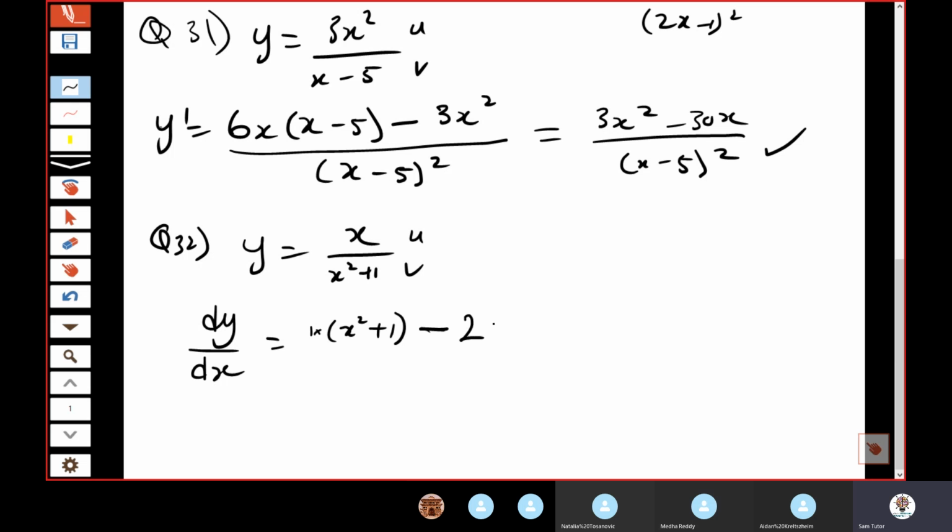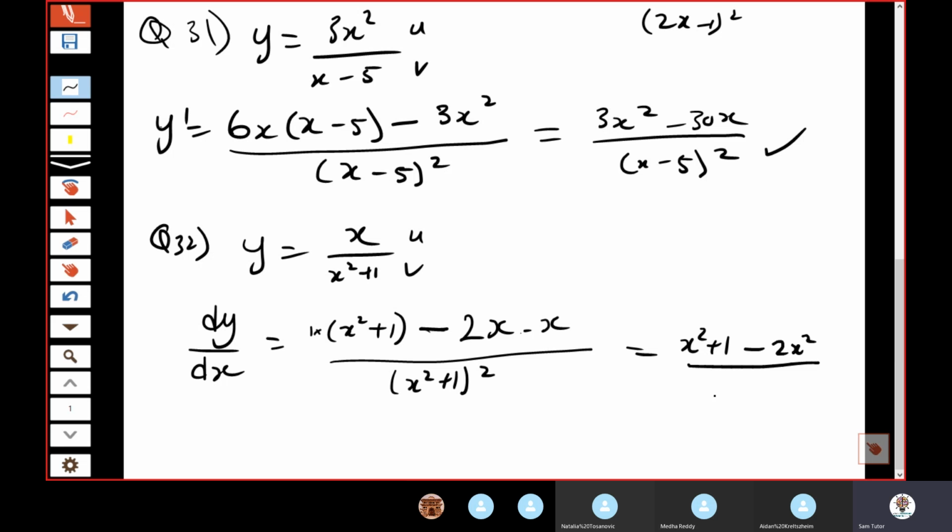Is it 2? 2 what? 2x. There we go. And then that's V dash times U, which is x, over V squared, x squared plus 1 whole squared. And then that becomes x squared plus 1 minus 2x squared on, and you're pretty much done. x take away 2x squared is negative x squared plus 1 on x squared plus 1 squared.